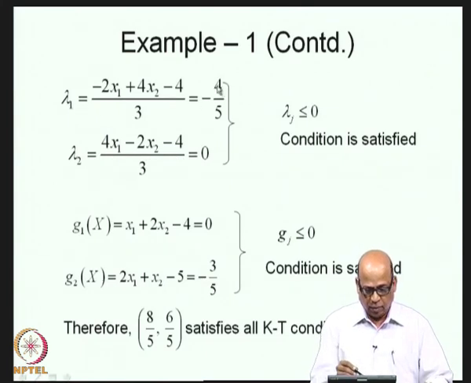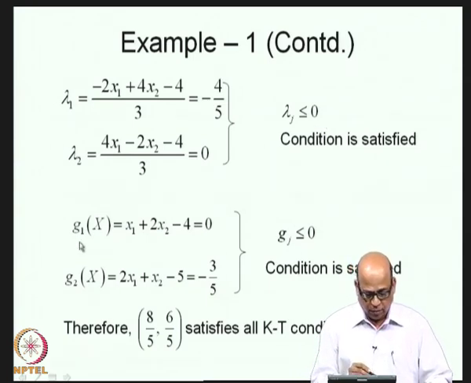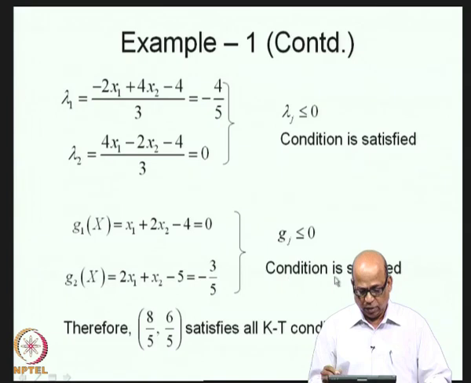Lambda j: you get lambda 1 as minus 4 by 5 and lambda 2 as 0. Therefore, this condition is satisfied. Now, you look at g 1 x and g 2 x. So, g 1 x turns out to be 0 with these x 1 and x 2, and g 2 of x turns out to be minus 3 by 5, and therefore, this condition is also satisfied.